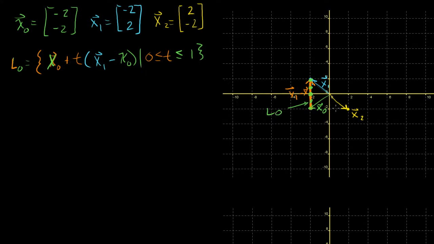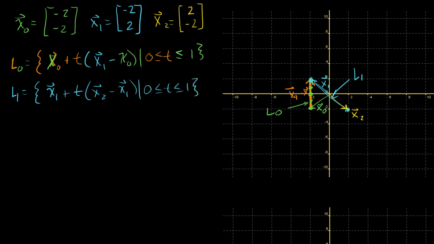Now, we could do the same exercise if we wanted to find the equation of the line that goes between x1 and x2. If we wanted to find the equation of that line, we could call this L1. And L1 would be equal to x1 plus t times x2 minus x1 for 0 is less than or equal to t is less than or equal to 1.